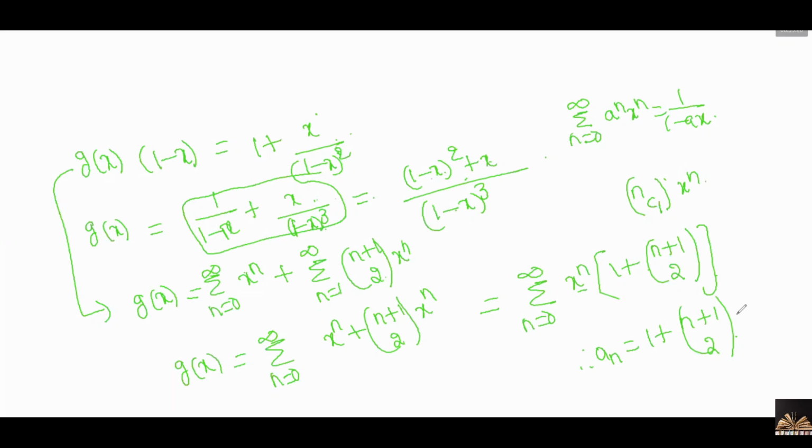Clear? So what you need to remember is this formula. Next one is summation of n is equal to 0 to infinity n choose 1, that is equal to x by 1 minus x whole square. Clear? These are the formulas you have to remember. Is it clear?